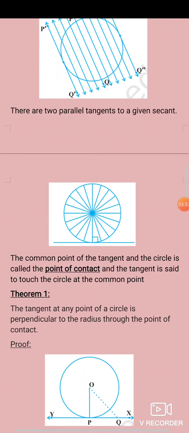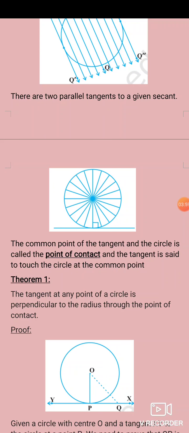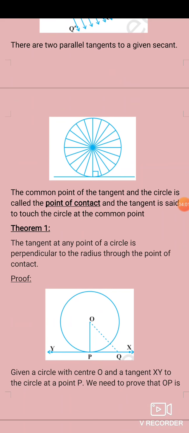Now the first question, listen carefully. The theorem: the tangent at any point of a circle is perpendicular to the radius through the point of contact. Listen carefully, students, the two theorems in this chapter are very important. So listen, the tangent at any point of a circle is perpendicular to the radius through the point of contact.